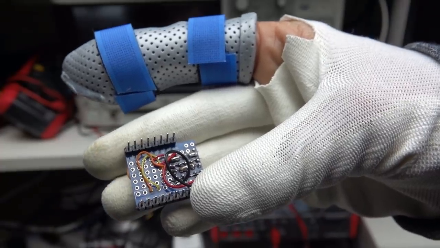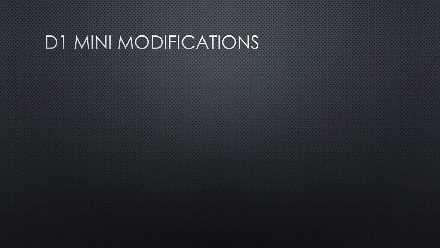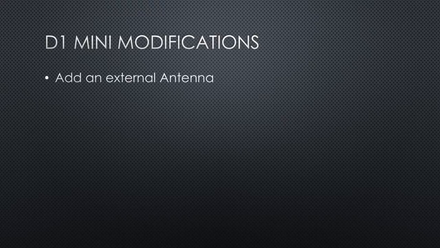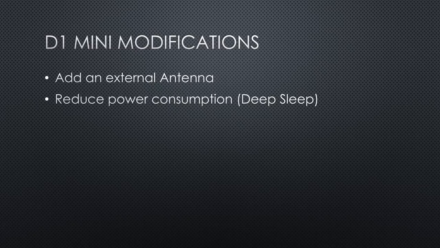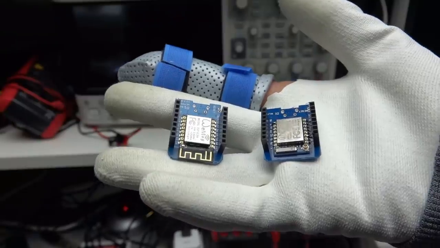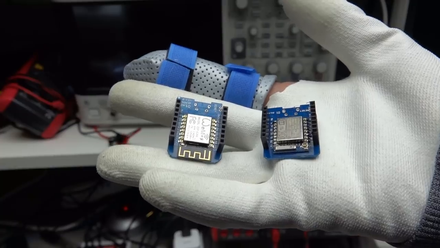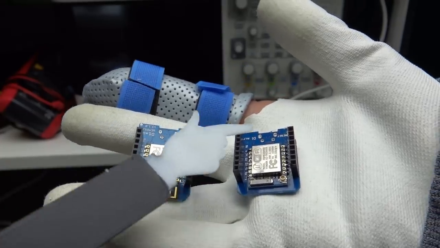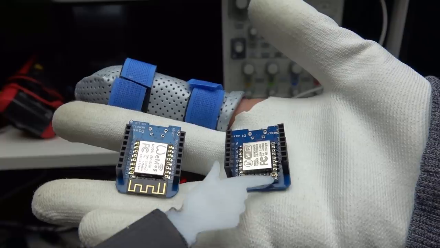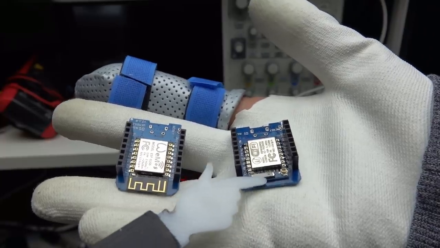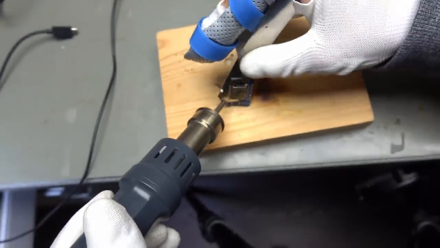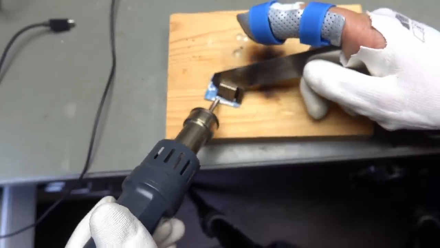Next comes the Wemos D1 Mini. Here I make two independent modifications. Add an external antenna and reduce power consumption, especially in deep sleep. To get an antenna connector, I replace the ESP12 with an ESP07, which has an antenna connector and a ceramic antenna. I use my hot air gun to remove the ESP12.